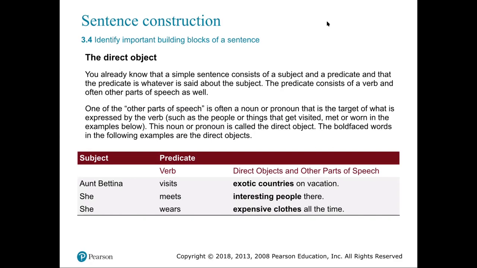She meets interesting people there. Again, she is the subject who's meeting. And who is she meeting? She's meeting interesting people. That's the direct object, the accusative that we're going to learn in German. She wears expensive clothes all the time. So wears, who's doing the wearing? She is. And what is she wearing? Your accusative, expensive clothes. Now we're going to put that into context of German.